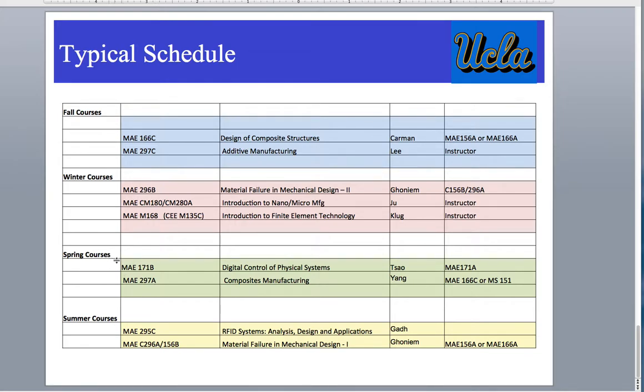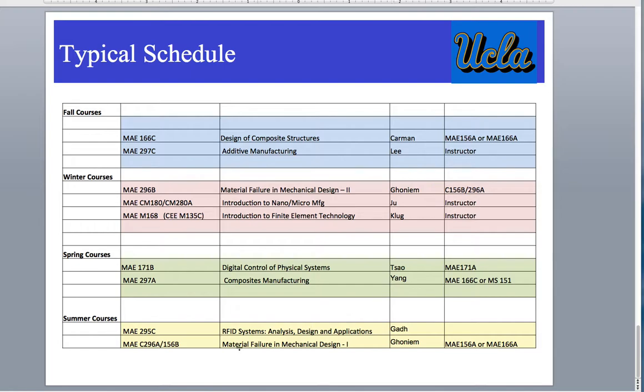In the spring quarter, we have two courses. One is 171B, and this is the digital controls, and this is Professor Tsao. He is the chairman of our department, and his specialty is in mechatronics. And then 297A is composite manufacturing, Professor Yang, and he is the Associate Dean for Online Systems. He's director of the whole program, and he's in the Material Science Department, and he's been working on research on composites for many years.